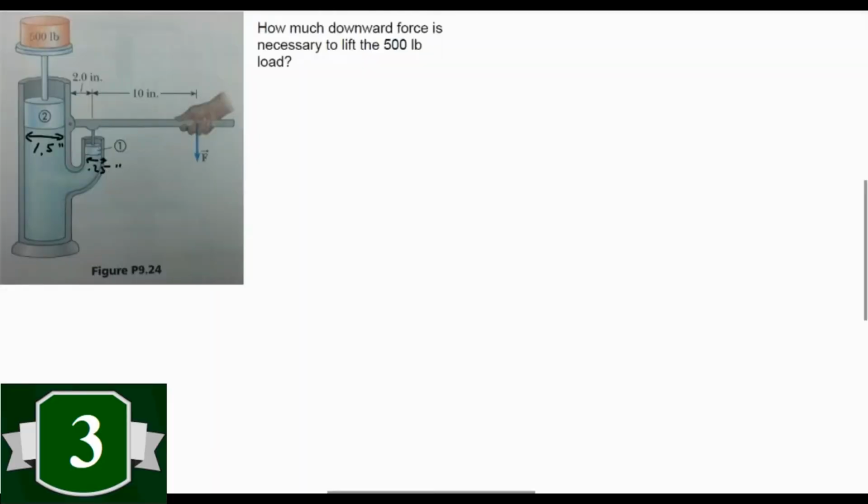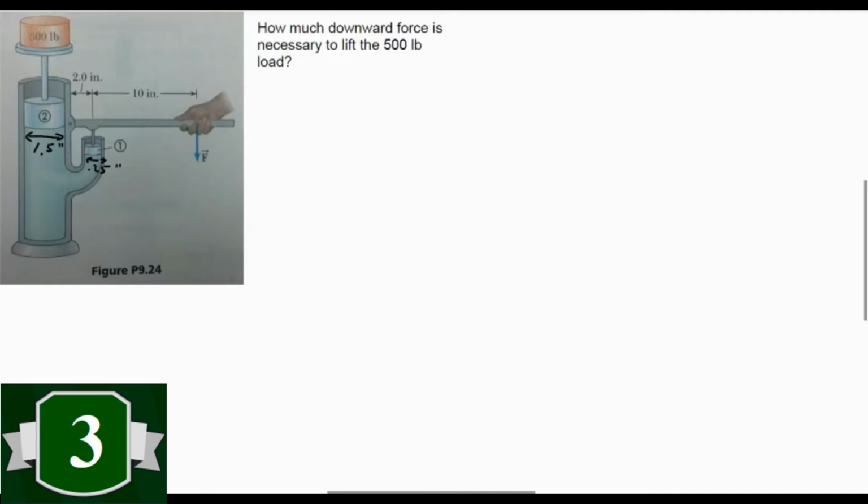Here we have a bottle jack for a car, which combines normal leverage with hydraulics in order to massively amplify force. So how much force would it take to hold up or barely lift this 500-pound mass? And yeah, we're going to stick with English units here because that's what the picture had.